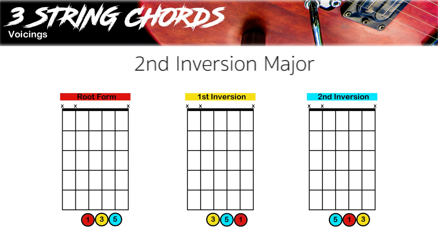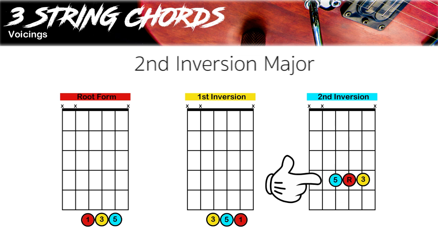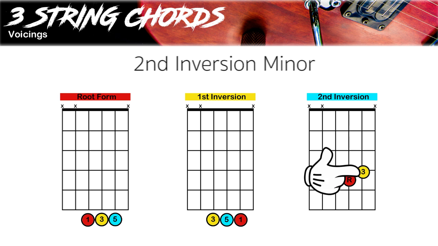To place the second inversion voicing for a major chord, the 5th will be placed on the D string because it is now the lowest pitched note. The root will therefore be placed on the G string and in the same fret as the 5th. The third will be on the B string and it is also in the same fret as the first 2 notes. As always, to make the second inversion chord voicing minor, flatten the third.